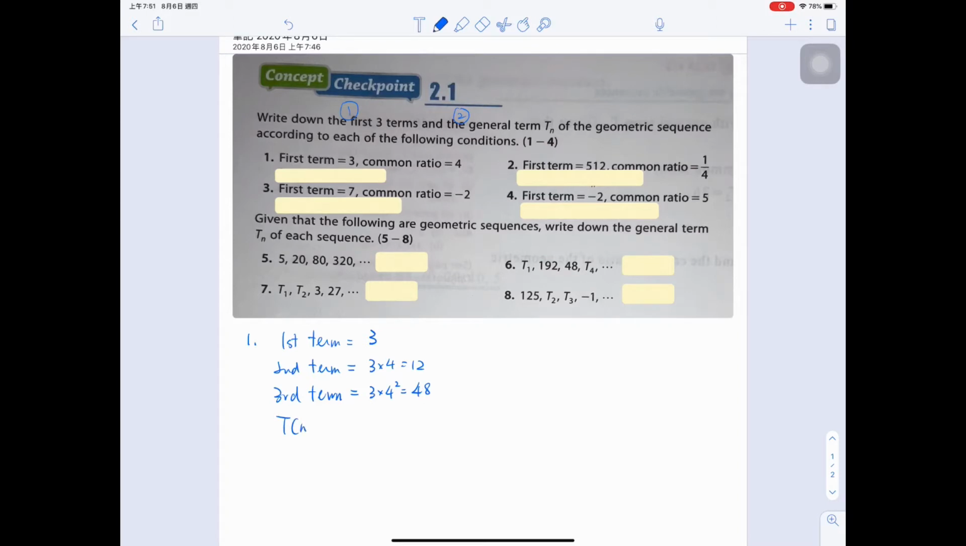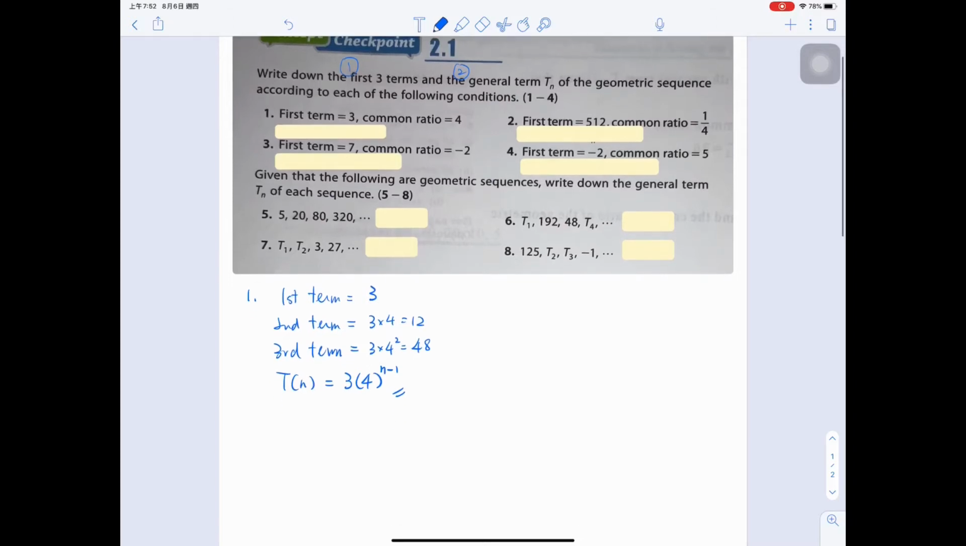So what is Tn then? 3 times 4 to the power n minus 1. This is the n, okay? Cannot do any more simplification. This means 3 times 4 times 4 times 4 times 4, and there are a total of n minus 1 terms. Okay? Number 2.